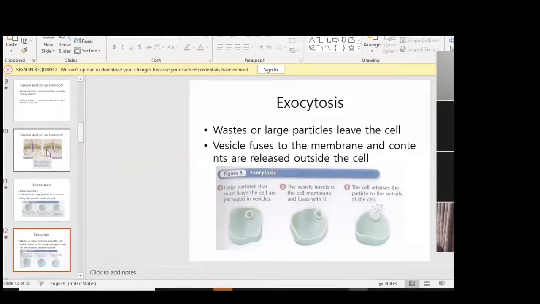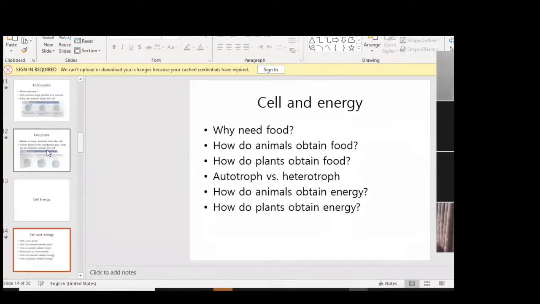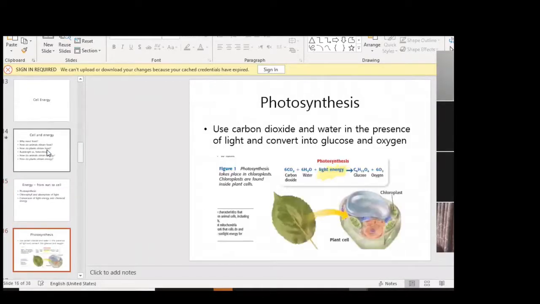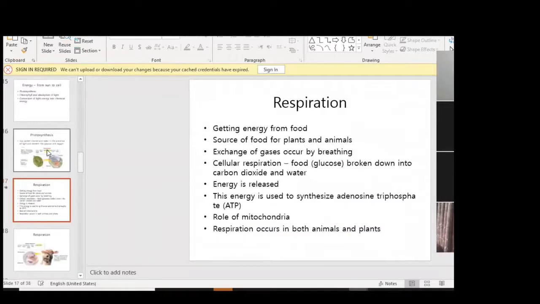What is endocytosis? What is exocytosis? And then how cells get their energy, from where the cells get their energy, and how plants create their food, and how the rest of the organisms consume that food. What is respiration? If you can remember, it's a mode of producing energy. It's a way of consuming food.